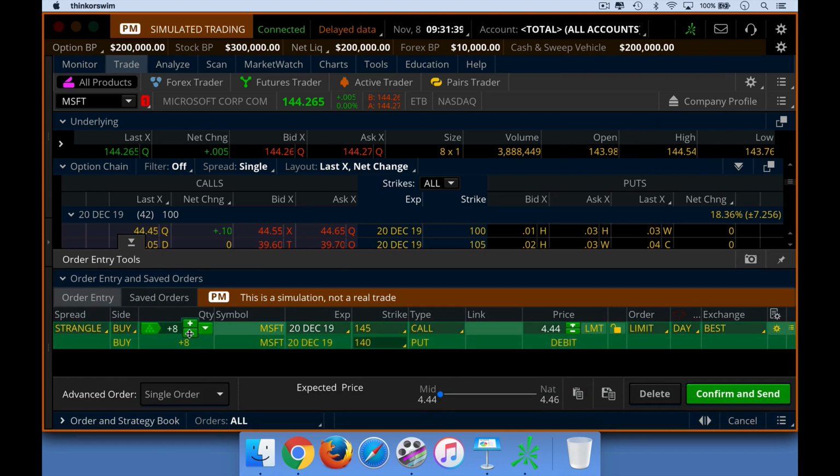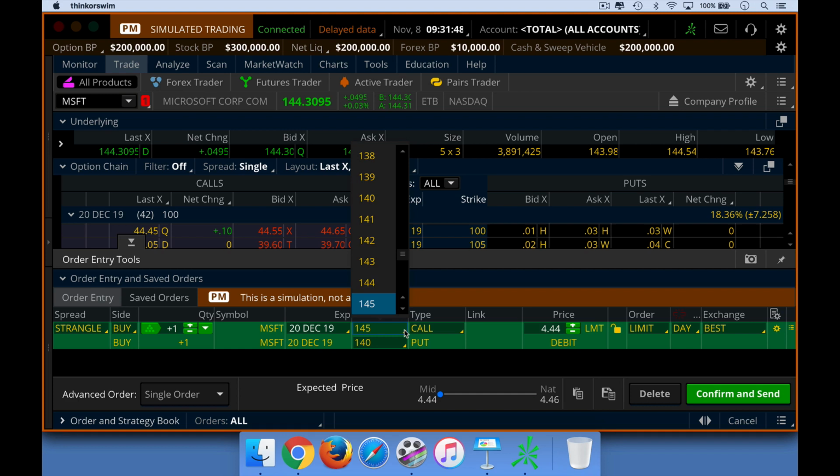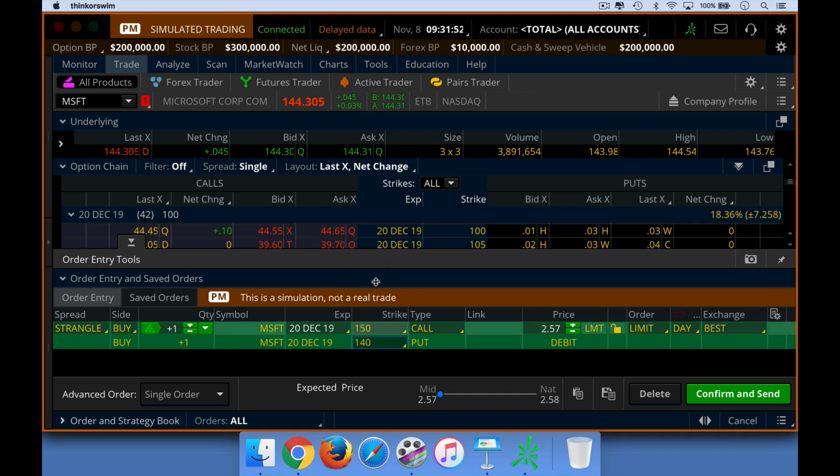And then again, we're going to want to adjust this down to just one contract on each side, or however you want to size it. Now the stock's currently at 144, 145, and so we're going to actually change the strike price here to make it 150, just as we did before. So you can toggle here, and you'll see we'll be doing the same thing that we did in Robinhood. We're going to buy the 150 call, we're going to buy the 140 put. The debit looks roughly similar. I think it was 264, this is 257 roughly. And then you just click confirm and send. That's how you do it using Thinkorswim.